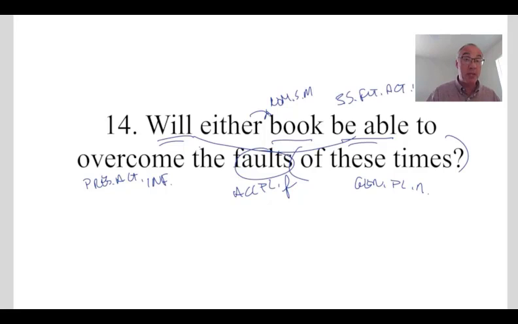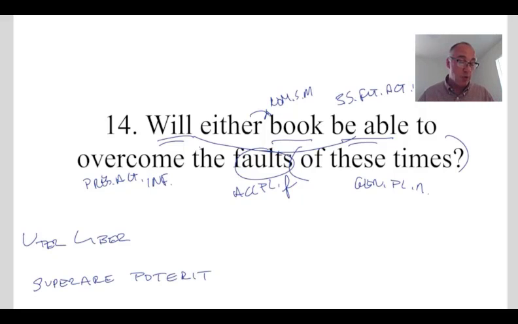So let's put the subject here at the beginning. Uter liber. That's U-T-E-R. Uter liber. Be able. Let's put this verb in the complementary infinitive afterwards. Superare poterit. There's our main sentence. Uter liber superare poterit. And then we're going to take faults, culpas, of these times. Temporum, genitive plural, even though it looks like what might be a first declension accusative. Temporum horum. Uter liber culpas temporum horum superare poterit.